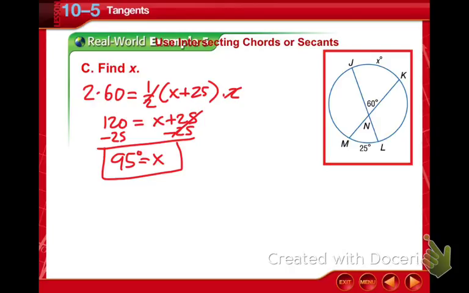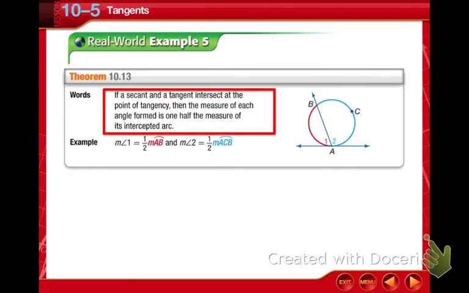Alright, so now we have a new theorem to look at. If a secant and a tangent intersect at the point of tangency, then the measure of each angle formed is 1/2 the measure of its intercepted arc. So, what that means is a very similar formula to what we've looked at previously, really. The measure of angle 1 is equal to 1/2 of the measure of arc AB. And same for angle 2. The measure of angle 2 is equal to 1/2 the measure of arc ACB.